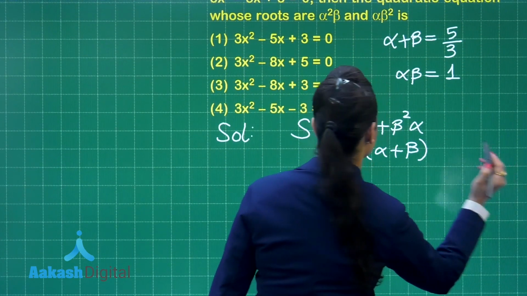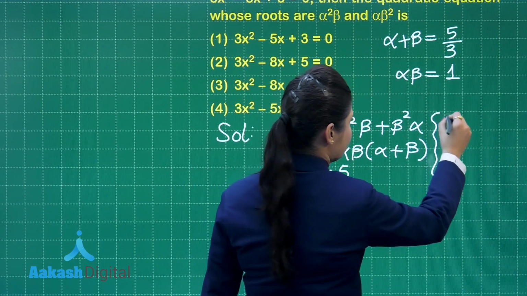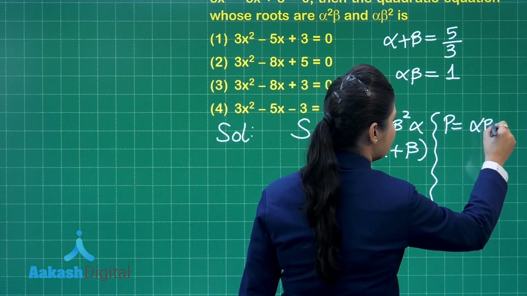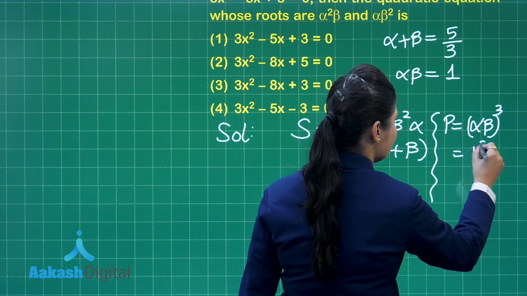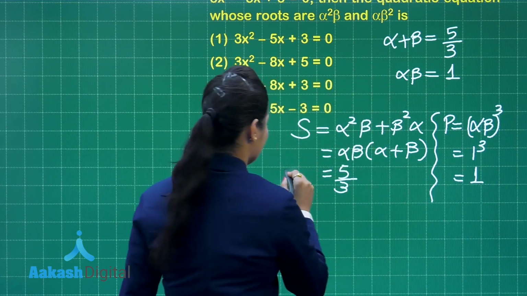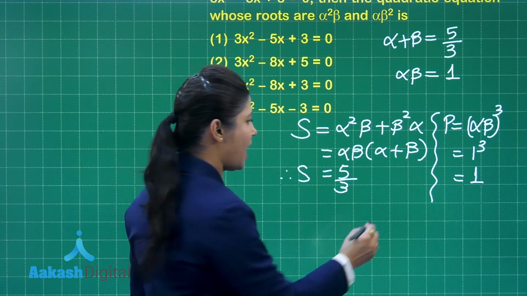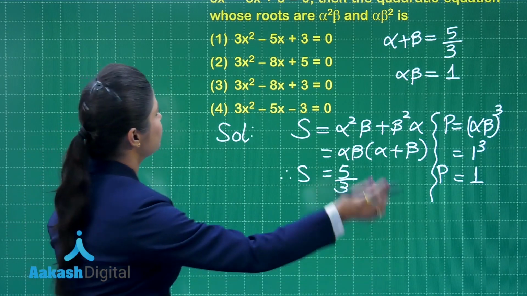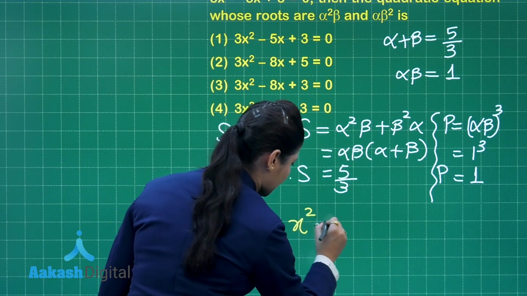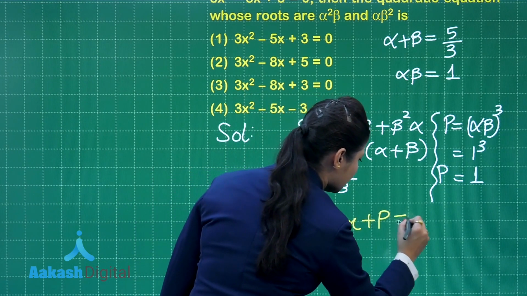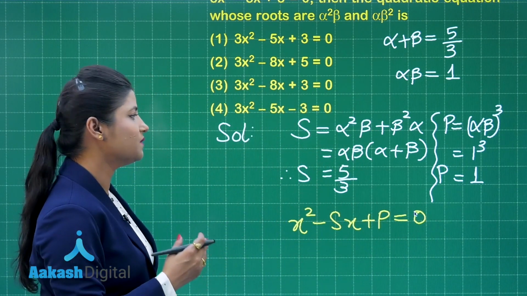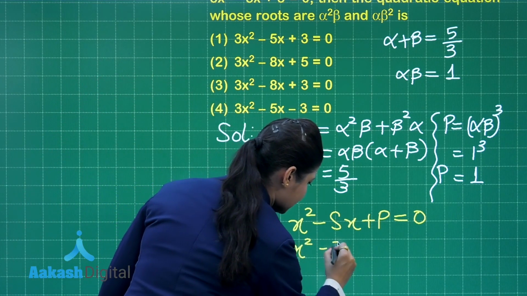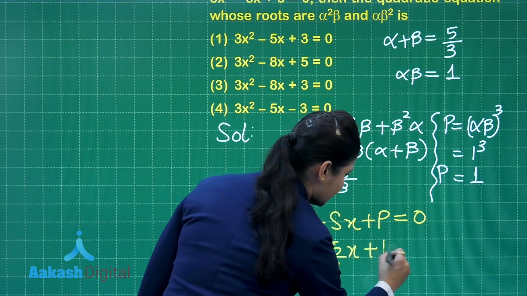Next, coming to the product of roots. Here you can definitely state that product of roots will be alpha square beta into beta square alpha. That is alpha beta cube. So this is cube of 1 equal to 1. So now you know what is the sum of the roots of the new quadratic equation and what is the product of the roots. Taking that into consideration, you can easily get your quadratic equation, which will be given by x square minus sx plus p equal to 0. Substituting here the value of s equal to 5 by 3 and p as 1, you will be getting in this case x square minus 5 upon 3x plus 1 equal to 0.